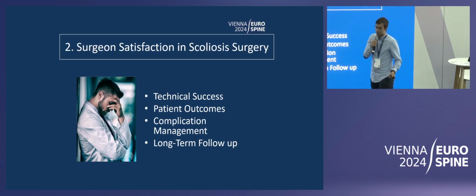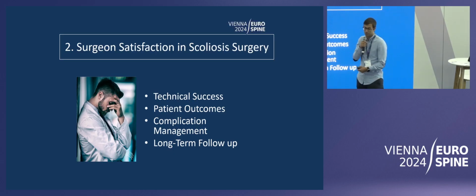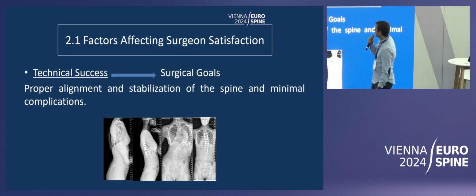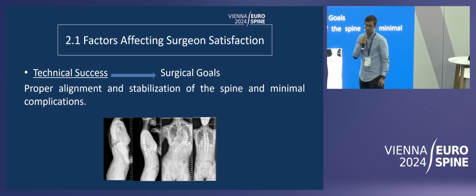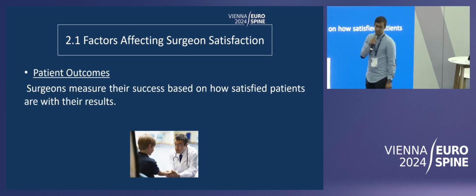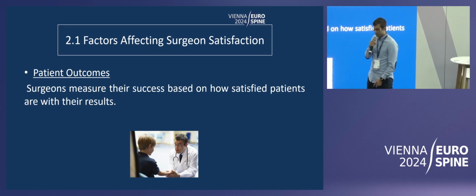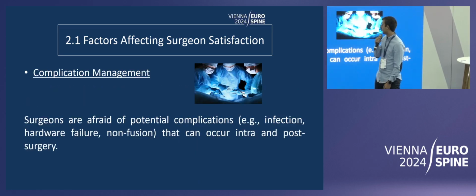So the other part of this topic is the surgeon. We talked about the patient, and now we talk about the surgeon. One of the important factors for the surgeon is technical success. The most important is to achieve the surgical goals, with proper alignment and stabilization of the spine and minimal complications. Another factor is the patient outcomes. Surgeons measure them based on how satisfied patients are with the result. Another factor is complication management.